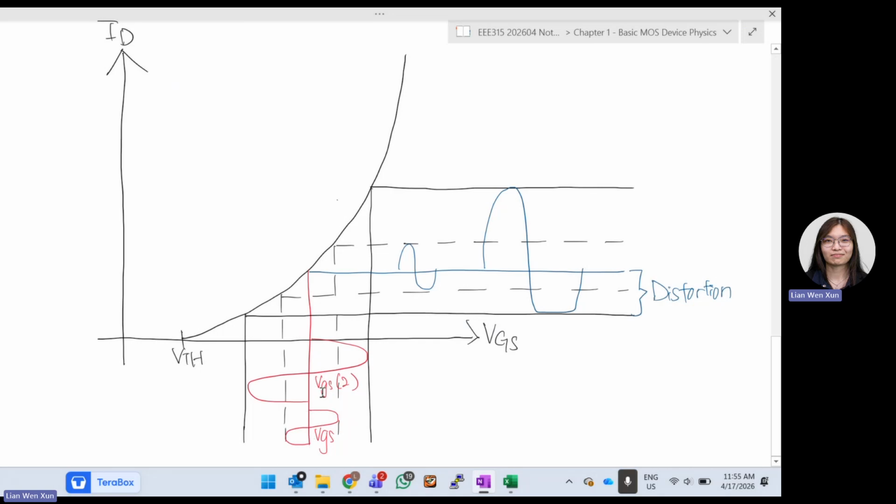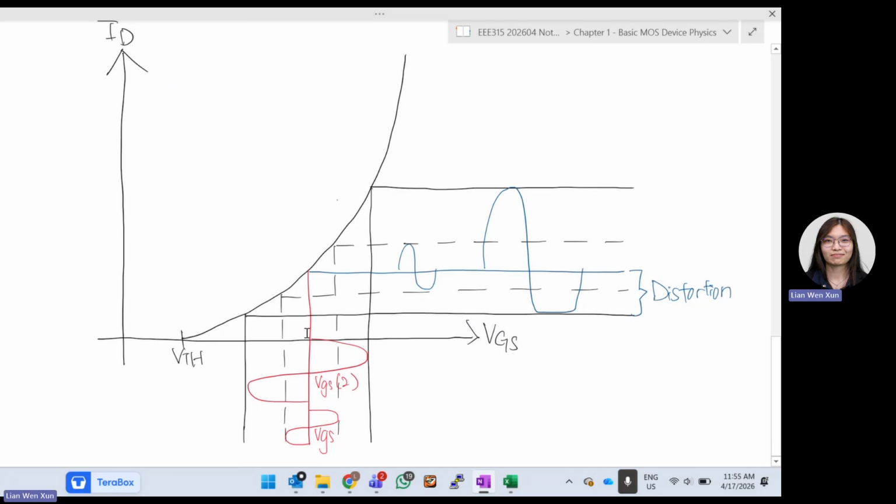So initially, this was our big VGS point, and then we add on a small VGS. This small VGS we add already. Then corresponding to the top, we realize that we will get a small swing over here. This is my output current. When we have this input VGS small swing, we will also have this small swing at our ID.